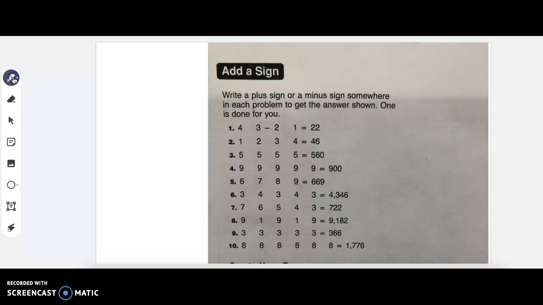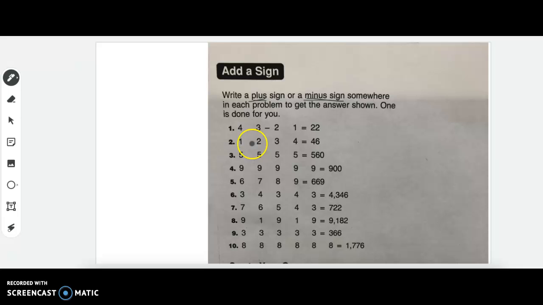Good. They say the answer shown because if it's a plus sign, the answer would be called a sum. And if it's a minus sign, the answer would be called the difference. Okay, so they did the first one for you. Now take a look at number 2. 1, 2, 3, 4 is equal to 46. You're going to add 1 plus sign or 1 minus sign. How are you going to get 46?